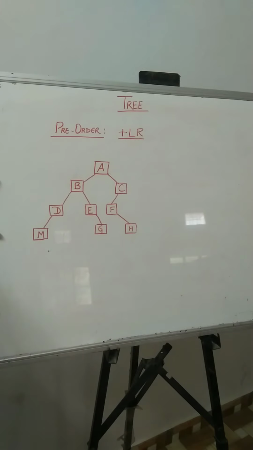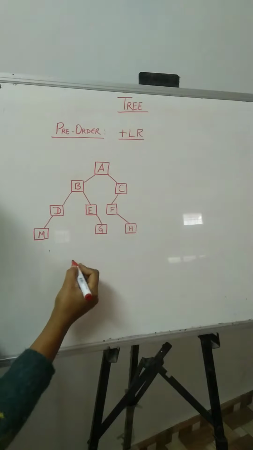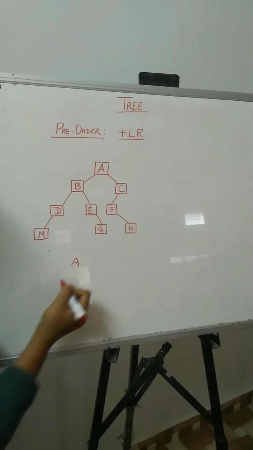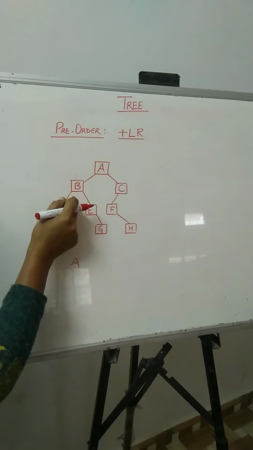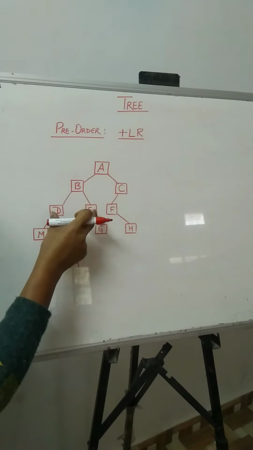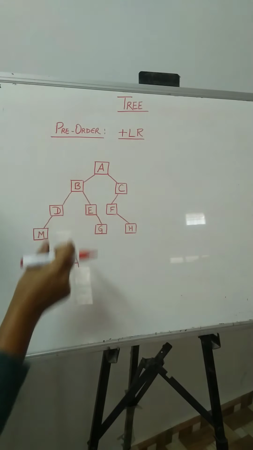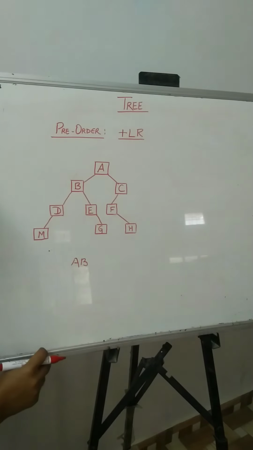This is the structure of a tree. We have to find the pre-order traversal of this tree. Okay, pre-order traversal means firstly we write the root node of the tree. Firstly we write root, that is A. After this we move to the left side of the tree. Here B node. B node has a child node, so B node works as a root node. So here we write root as B.